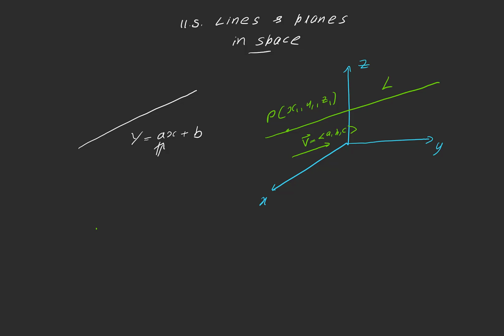Here V is a direction vector, with x, y, z components a, b, c. A, b, c are called direction numbers.